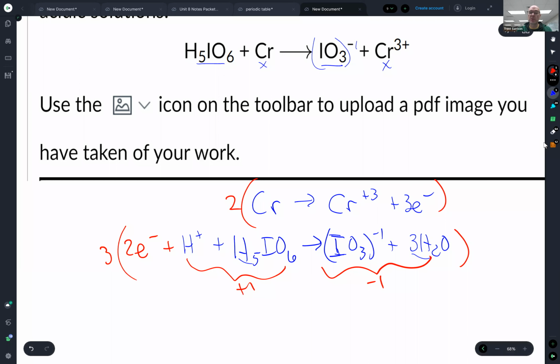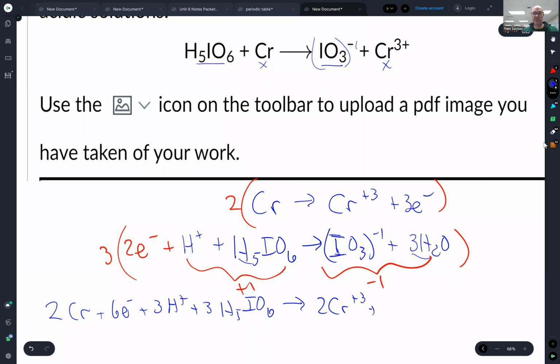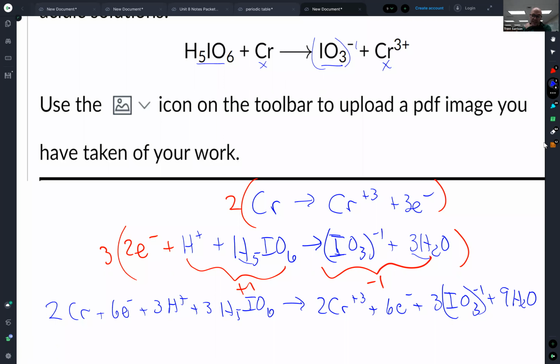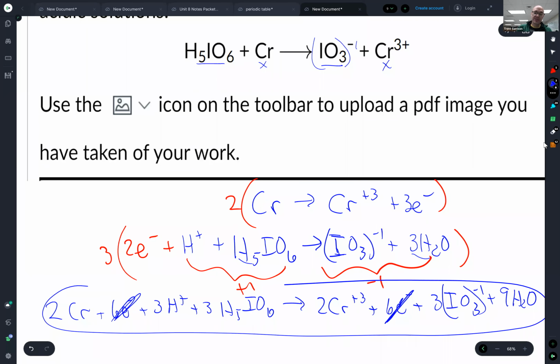I distribute those 2 and 3s throughout, and so I get what my final answer is being 2 Cr plus 6 electrons plus 3 hydrogens, 3 of this H5IO6, producing 2 chromium ions plus 6 electrons plus 3 IO3 iodates and 9 waters. Okay, so at this point, I don't have anything that can cancel out except for my electrons. Everything else stays. This is your final answer.